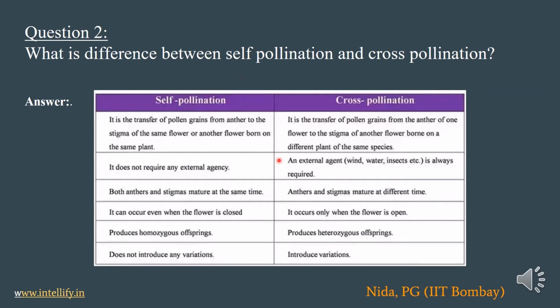Question number 2. What is the difference between self-pollination and cross-pollination? Pollination is the transfer of pollen from anther to the stigma of a flower. We have self-pollination and cross-pollination. In self-pollination, the pollen grain is transferred from anther to the stigma of a flower of the same plant. While in cross-pollination, the transfer of the pollen grain occurs from the anther of one flower to the stigma of another flower of a different plant but of the same species.